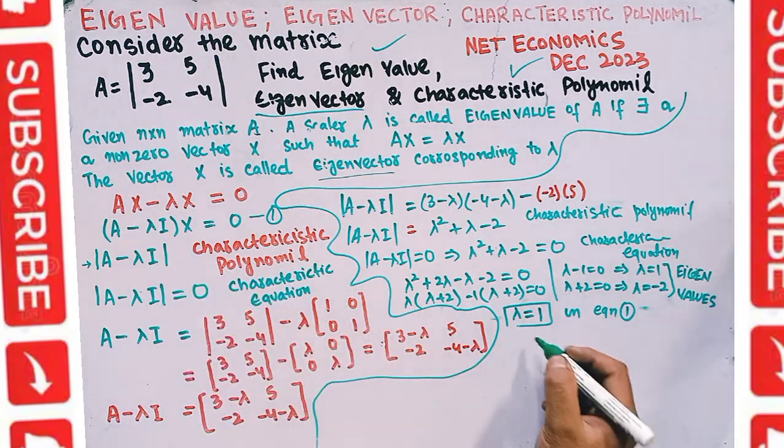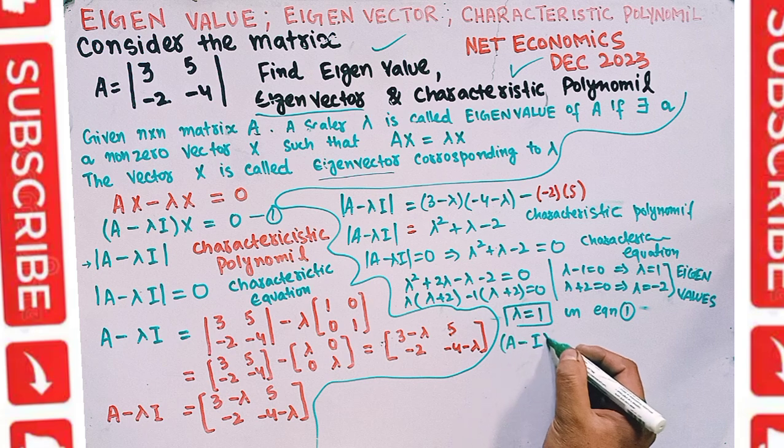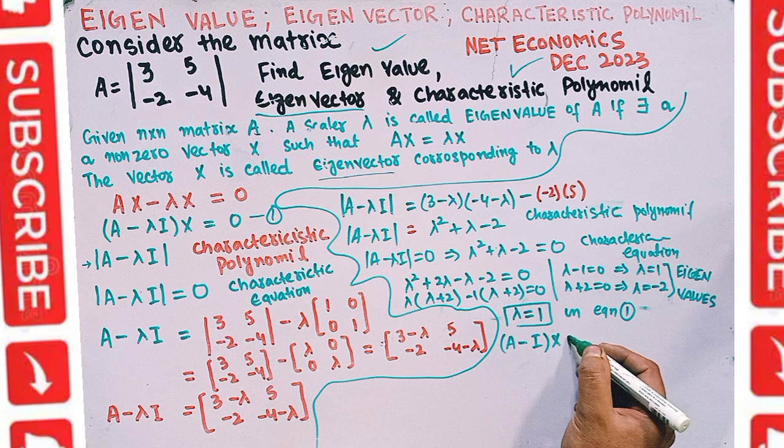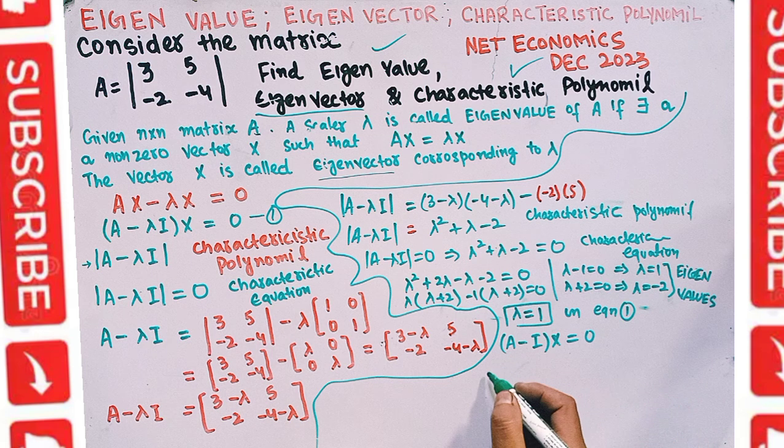In place of lambda we have 1, so we will write A minus 1 times I times x is equal to 0. Solving this, we will get the corresponding eigenvector. So A, what is A?